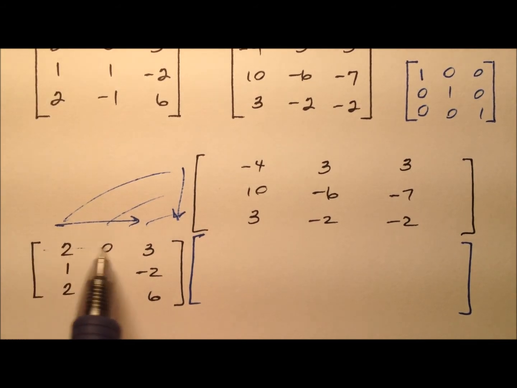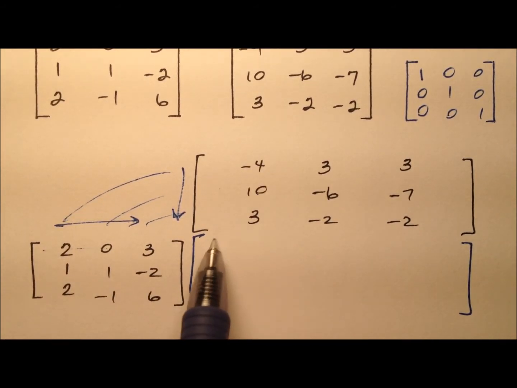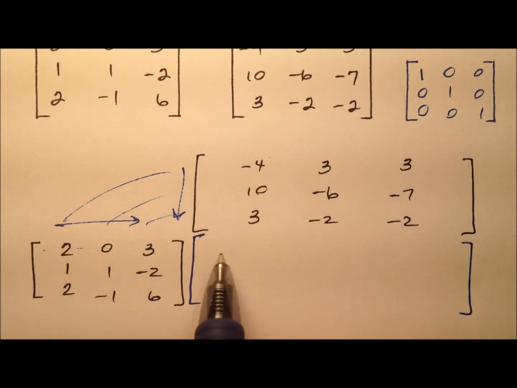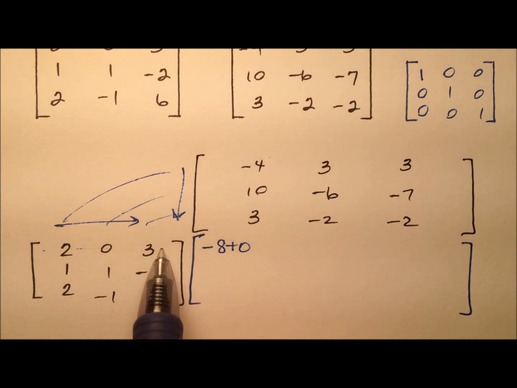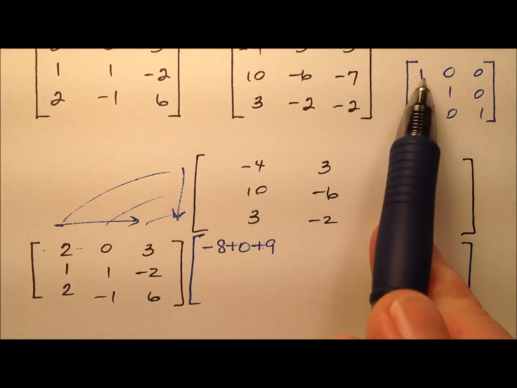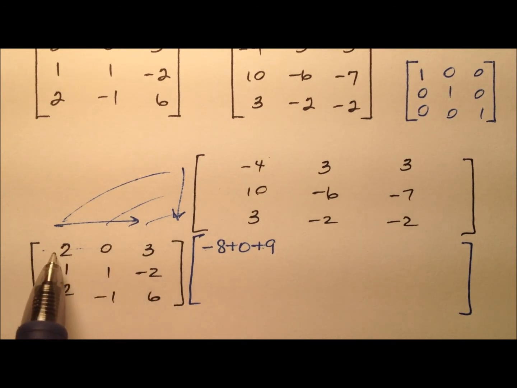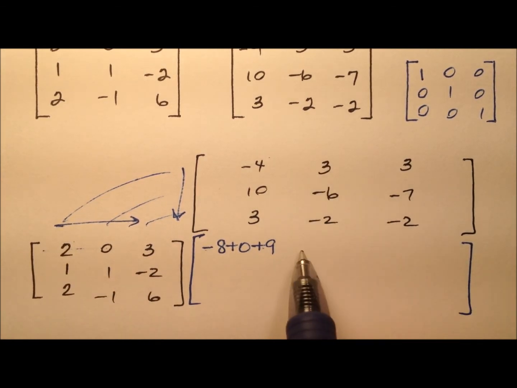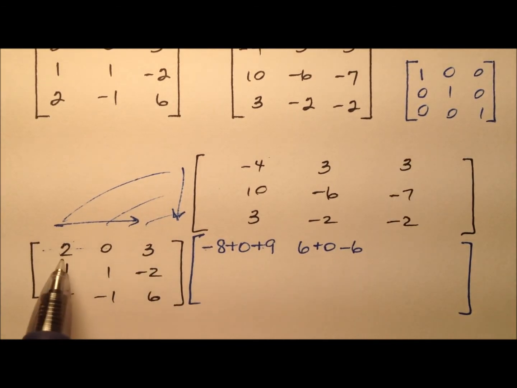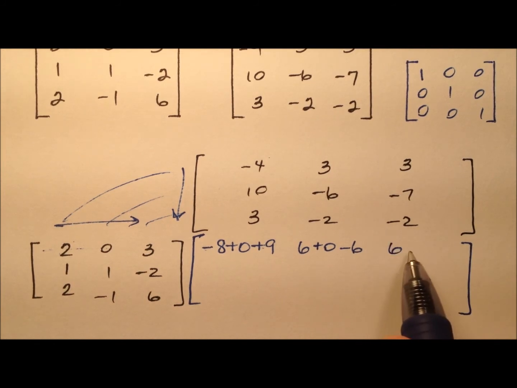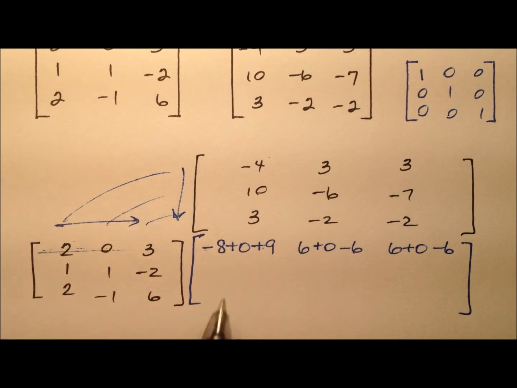So let's get started. Row 1, column 1, and it will go in this entry right here. So 2 times -4 is -8. 0 times, well, it doesn't matter, it's going to be 0. And 3 times 3 is 9. So this first one looks like it's going to be 1, so we're off to a good start. Okay, first row, second column. 2 times 3 is 6. And then there's that 0 and a -6. Okay, row 1, column 3, 2 times 3 is 6. There's a 0 and a -6. Okay, so the first row is done.